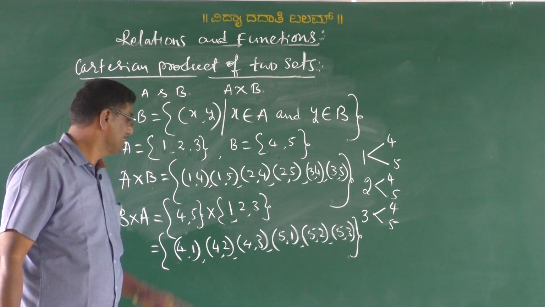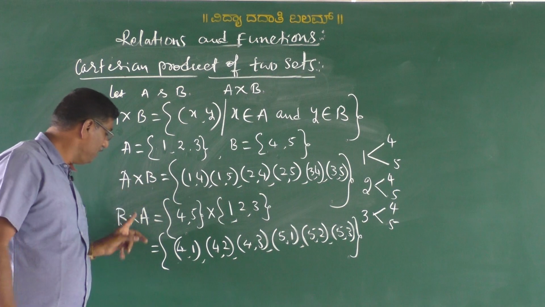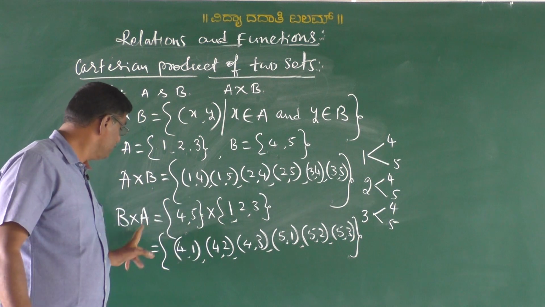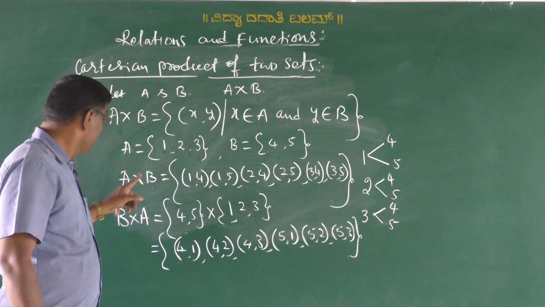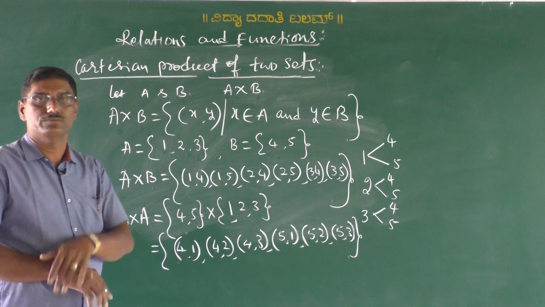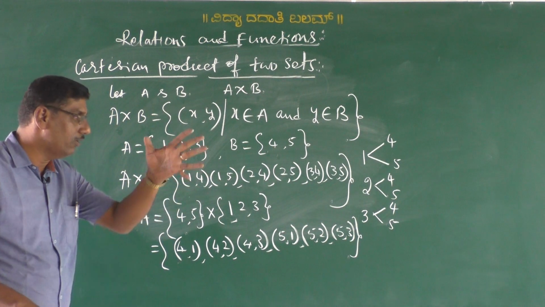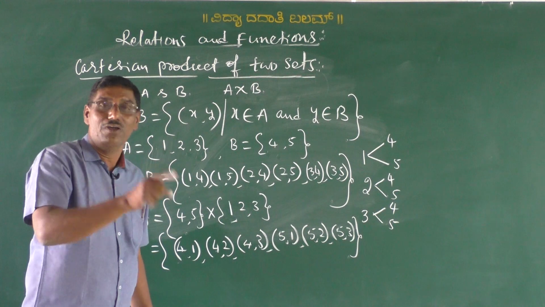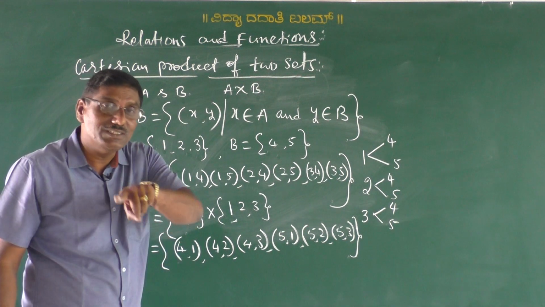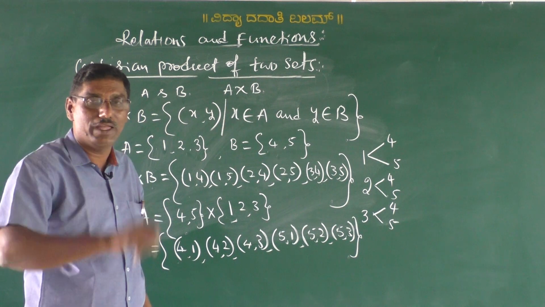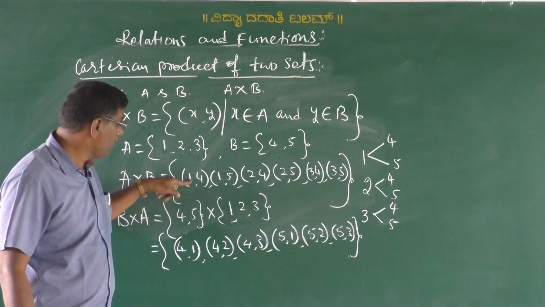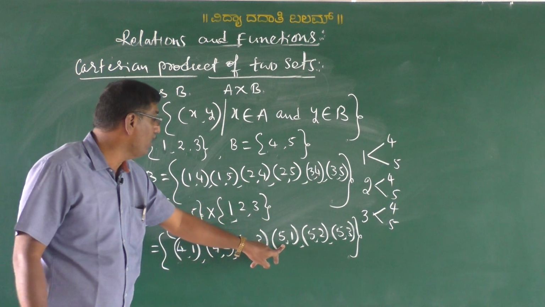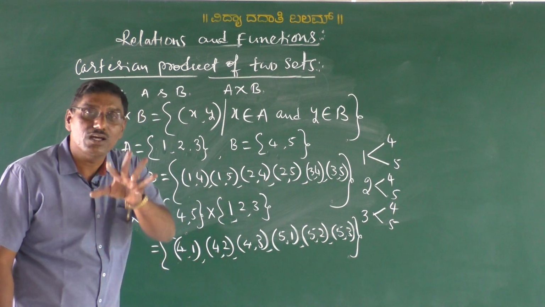See here, my dear students, is A cross B equal to B cross A? By seeing the ordered pairs of both A cross B and B cross A, is A cross B equal to B cross A? One point: no, A cross B is not equal to B cross A, since we already know the ordered pair x comma y is not equal to the ordered pair y comma x. See here, 1 comma 4 is not equal to 4 comma 1, 1 comma 5 is not equal to 5 comma 1. Similarly for the other ordered pairs.